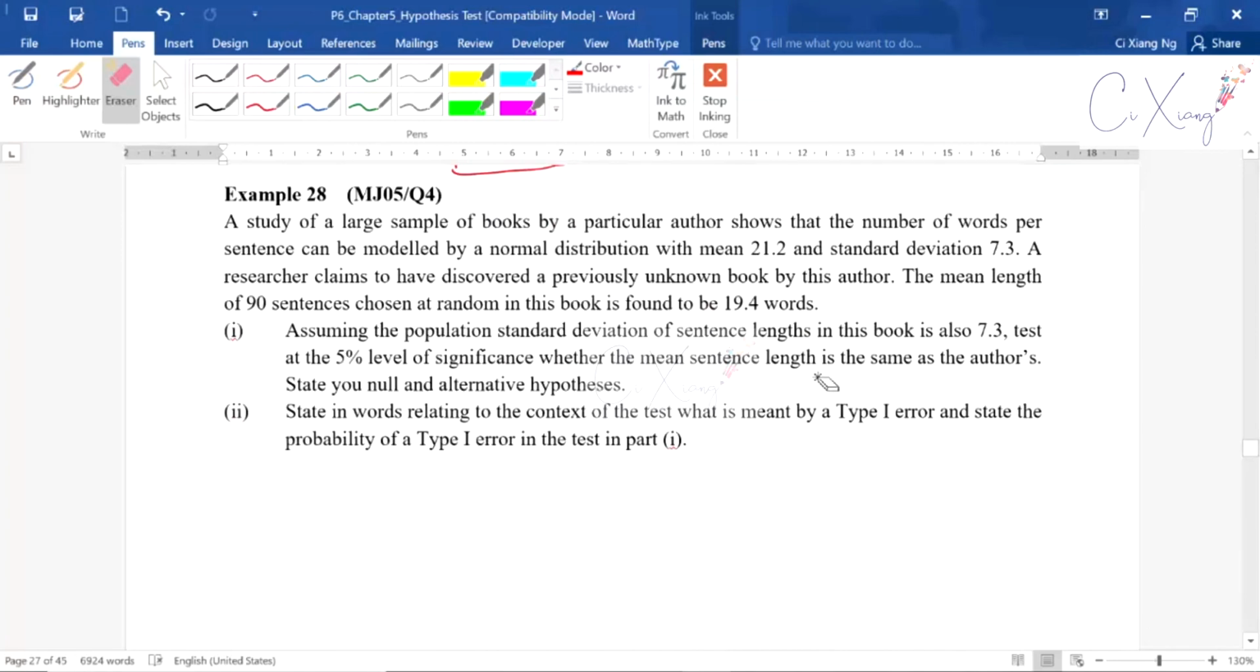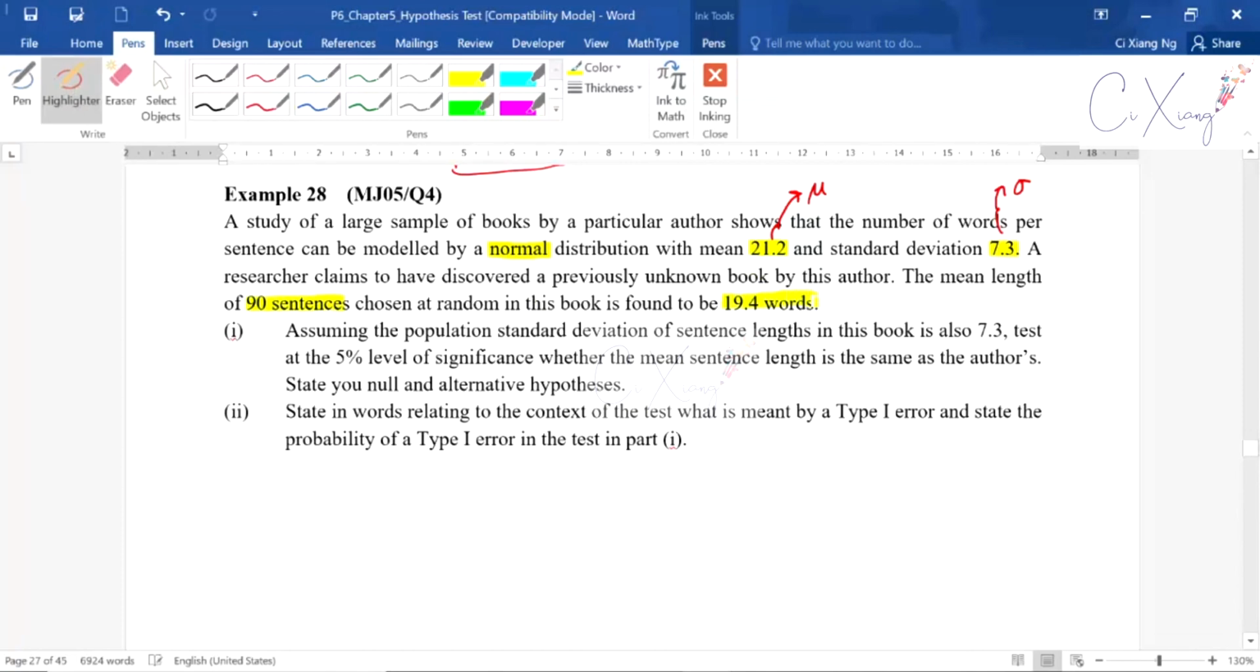Let's have a look at example 28. When you read through the question, first you get a keyword. The first keyword here will be normal distribution. So from here you know that it is normally distributed, and then the mean is 21.2, standard deviation is 7.3. So from here they are talking about the population. So this is mu, and this is the population standard deviation. A researcher claims to have discovered a previously unknown book by this author. The mean length of 90 sentences chosen at random in this book is found to be 19.4.